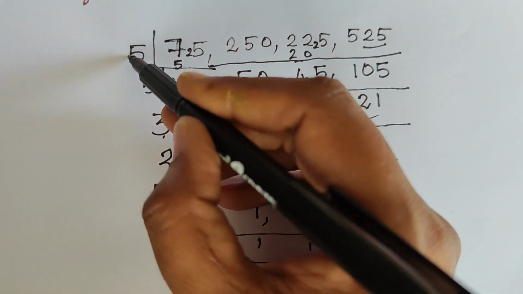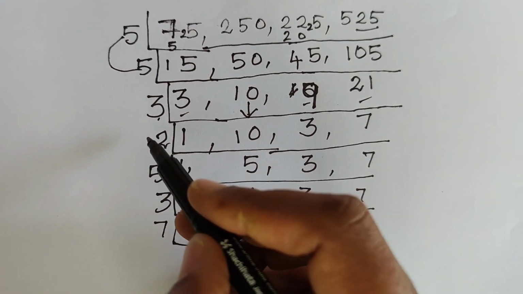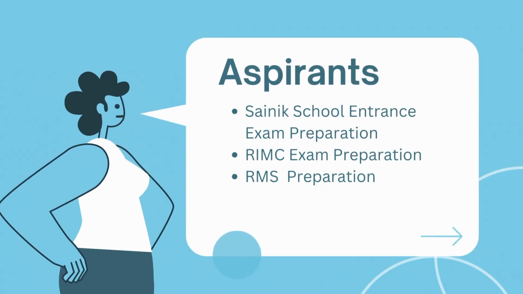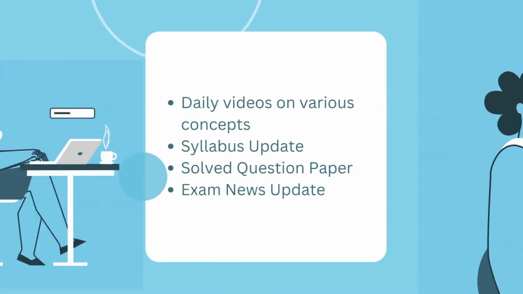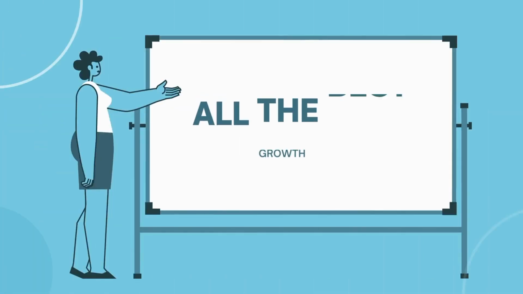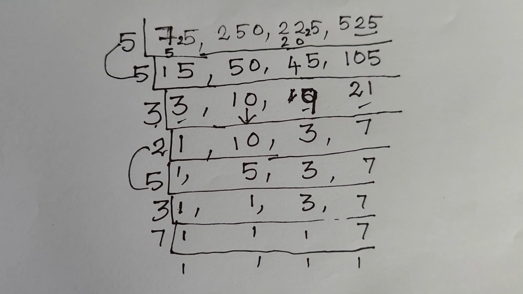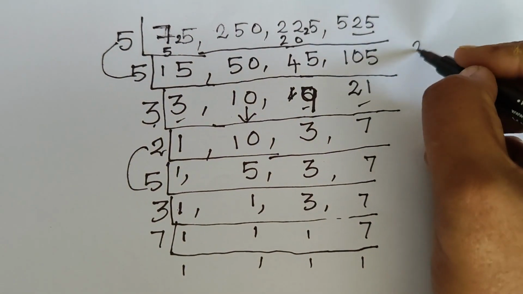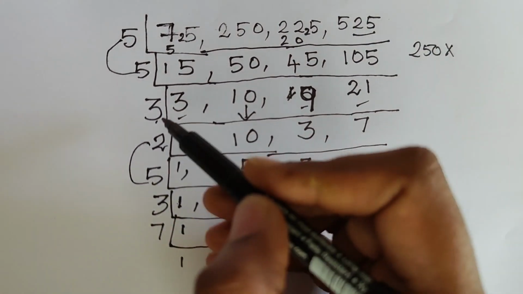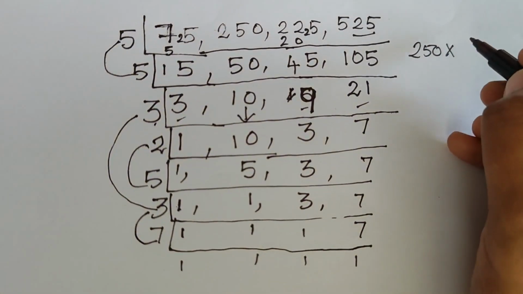So the LCM is 5 5s are 25. Now I'll take easy groups. 2 5s are 10. 25 into 10, 250. First group I get into, this is 3 3s are 9, 9 7s are 63.